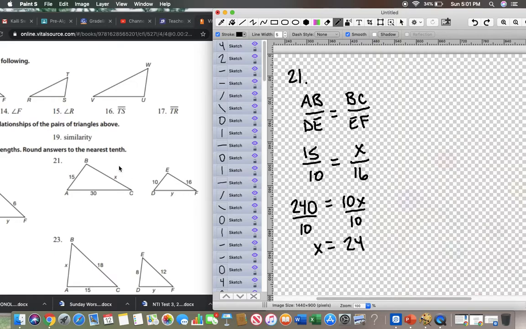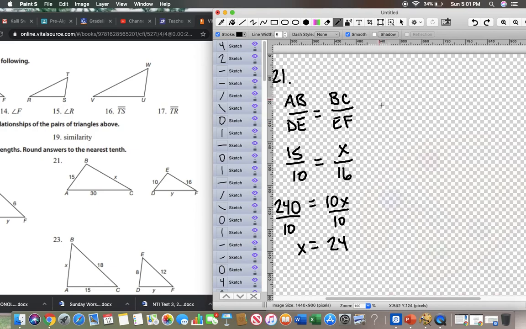So if you want to write in 24 right here for the length BC, that is one of your missing values. Now we're looking for y. So let's see here. We're looking for y, so we can start with the segment where y would be found, which is DF over AC. We started with our little triangle and then went to our big triangle.